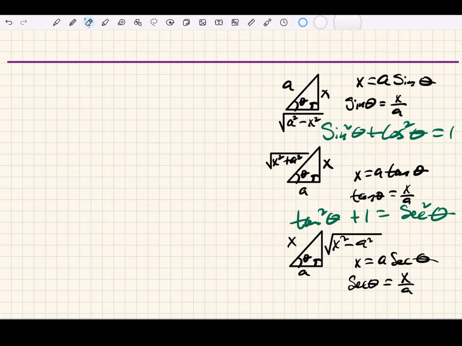Okay? So we're set up here. Now, what are we going to do? Well, let's look at an example. Let's suppose that we have the integral of the square root of 9 minus x squared, over x squared, dx.